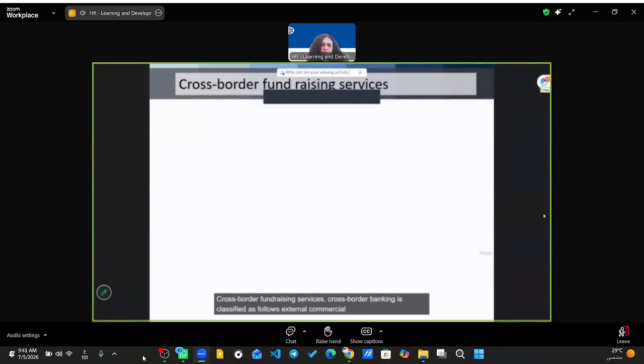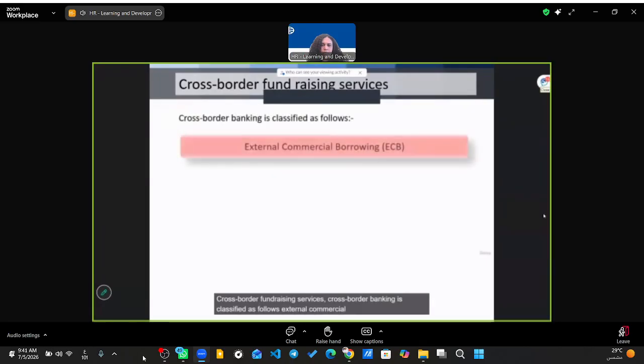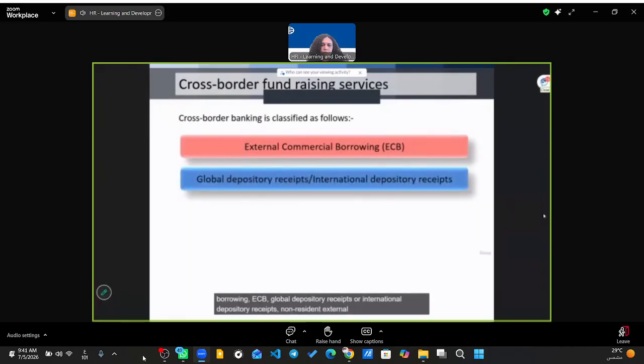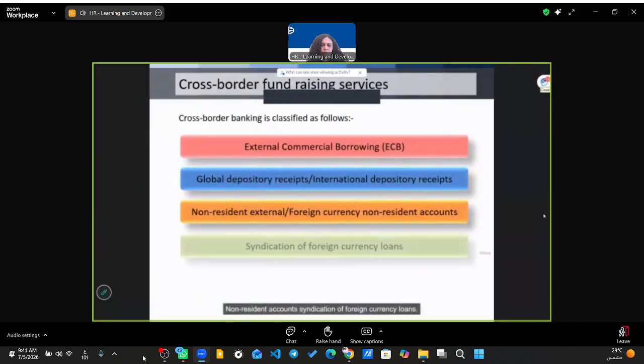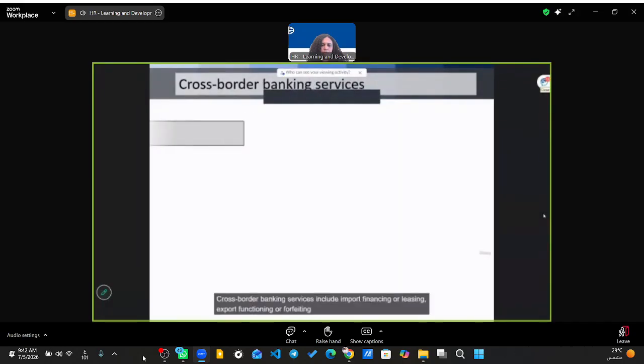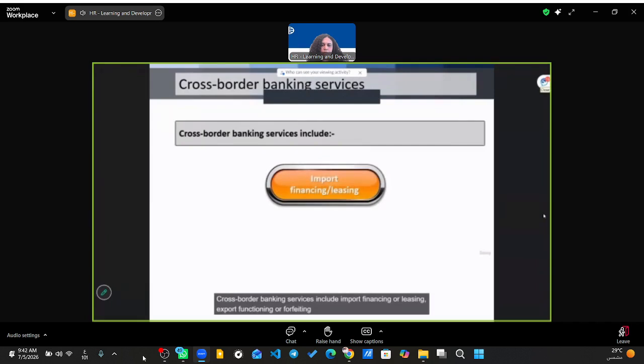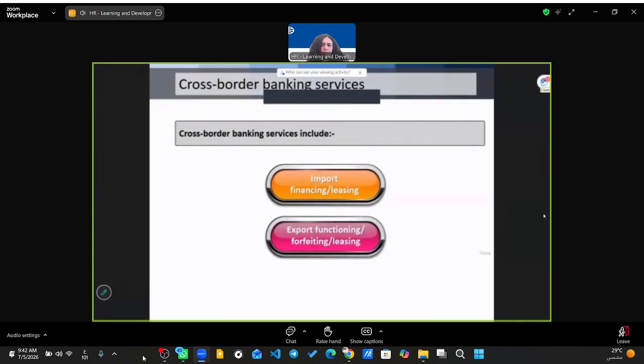Cross-border fundraising services. Cross-border banking is classified as follows: external commercial borrowing (ECB), global depository receipts or international depository receipts, non-resident external or foreign currency non-resident accounts, and syndication of foreign currency loans. Cross-border banking services include import financing or leasing, and export financing or forfaiting or leasing.